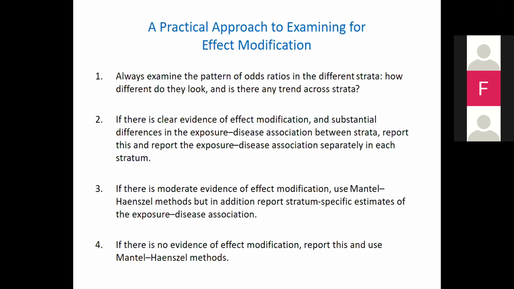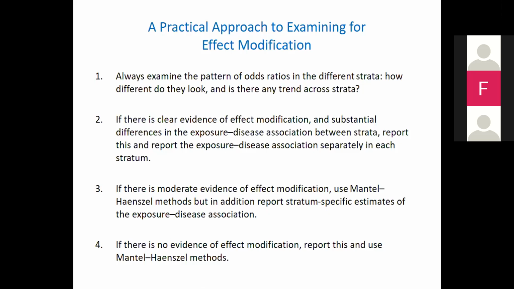If there's moderate evidence of effect modification, use the Mantel-Haenszel method in addition to reporting stratum-specific estimates of the exposure-disease association. So what it is telling you is that if there's moderate evidence, you use the Mantel-Haenszel method in addition. If you know that they are different, it is effect modification, so just report their odds ratios separately and go. But if you see that the difference is not much, you still go ahead and do further analysis, which we are going to discuss now.